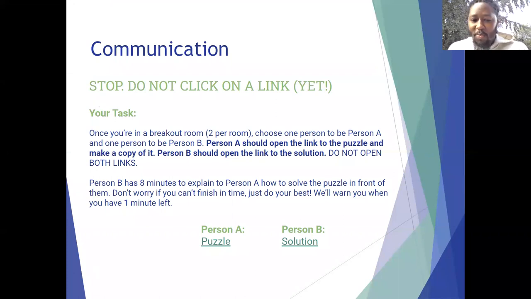Once we put you into breakout groups of two people, you'll choose someone to be person A and someone to be person B. Person A is going to have to solve a puzzle, and person B is going to communicate instructions to solve that puzzle. So do not click on both links. Choose who will be solving the puzzle, person A, and who will be communicating the instructions, person B, before you click on them. Then we're going to put you into breakout groups of two.